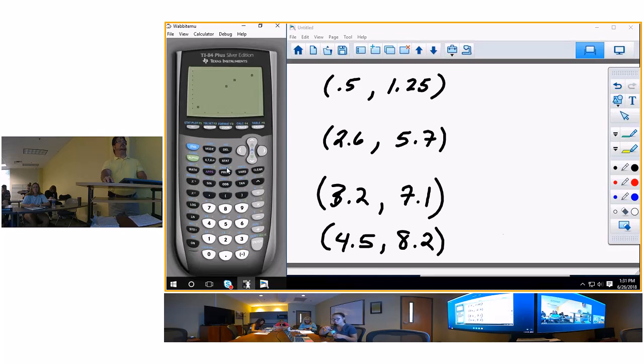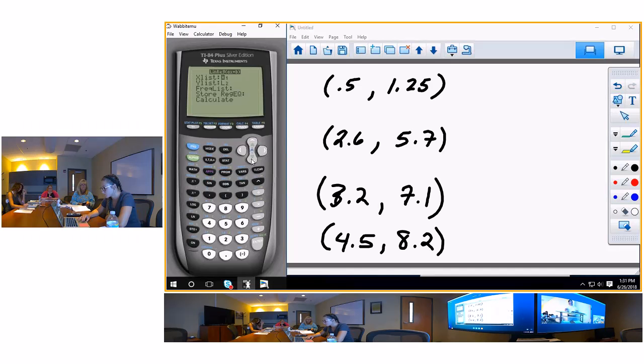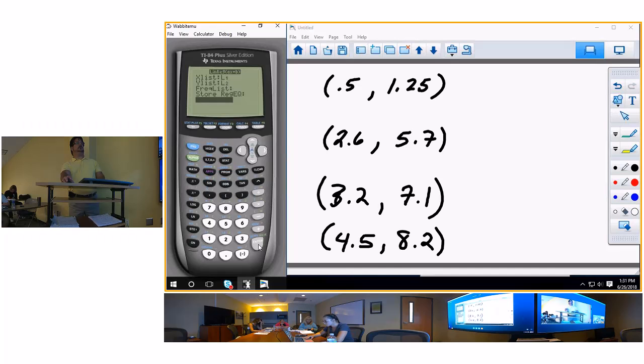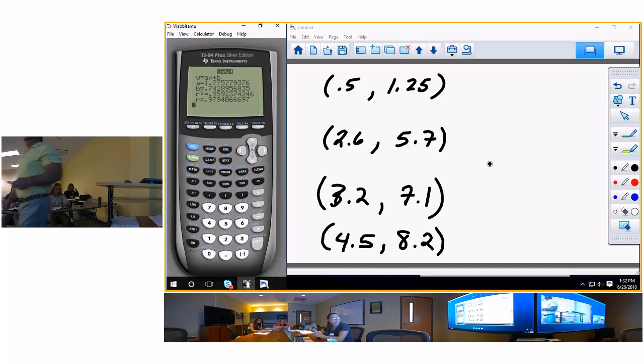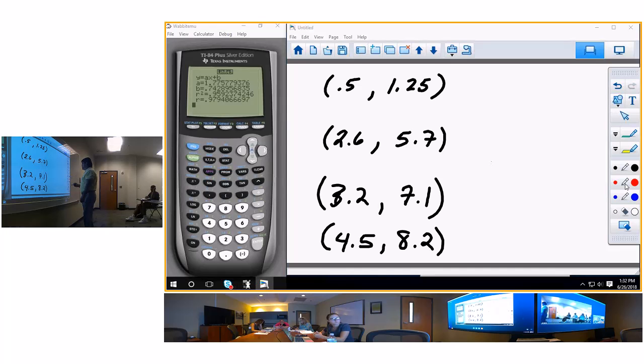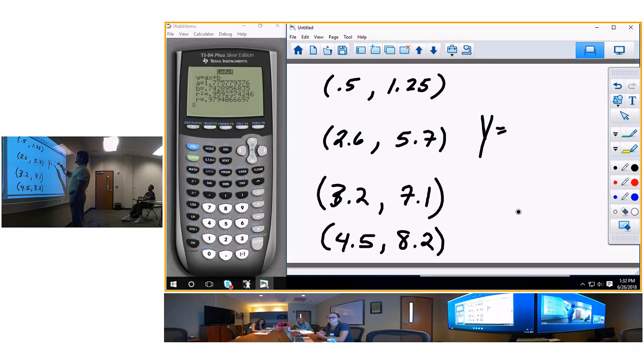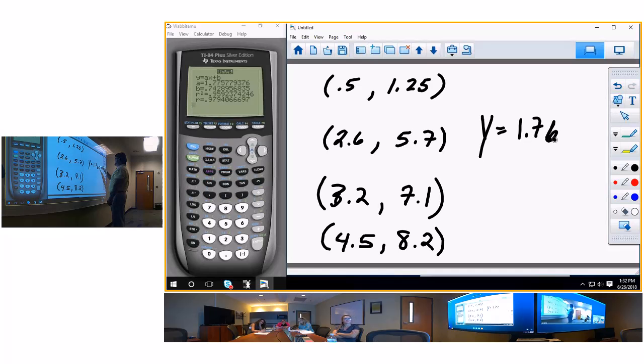So we're going to go to stat, calculate, and hopefully this is about the third or fourth problem we've done this. Some of y'all are going, oh, I know how to do this now. All right, write down that information. Just write down the correlation coefficient because that's what they're going to ask you for, 0.98. And here is your y is equal to 1.76x plus 0.74.